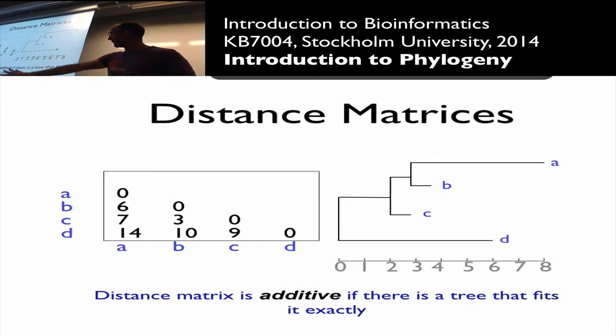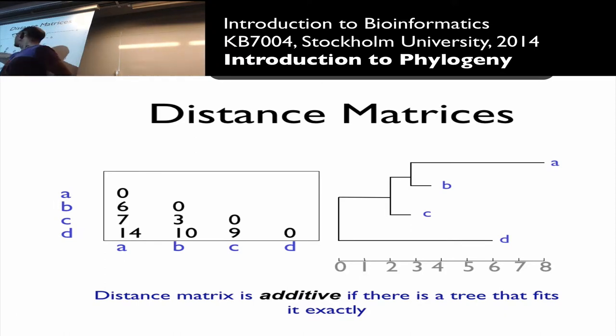So clearly, these distances might not fit; there might not be a tree that fits the distances. If this would have been 13, we couldn't have made a tree that fitted it perfectly.